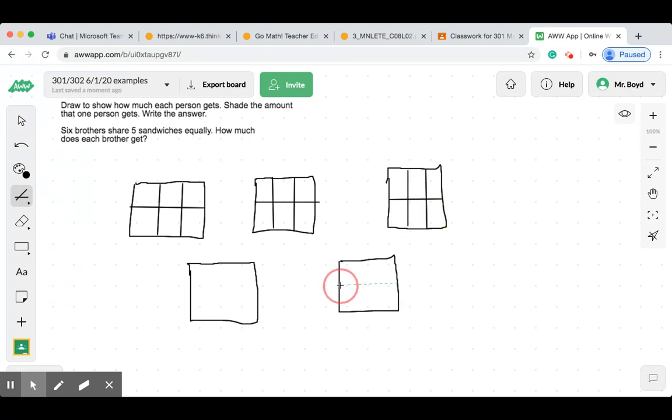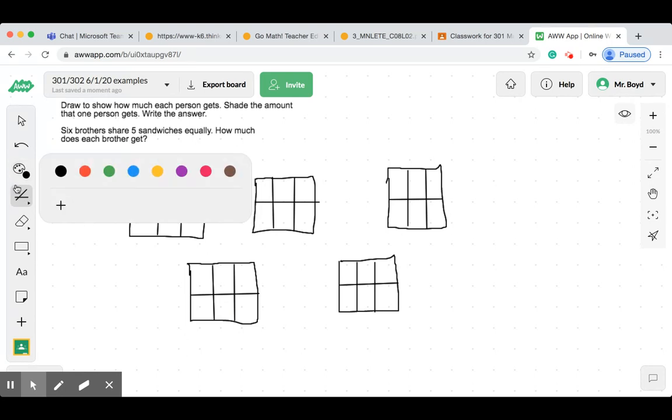Then the second part of this question asked me to shade in how much one person gets and to write the answer. So after I fill this in, I'm going to have to shade in how much one person gets. So I know, take my pencil, you could use a different color if you want. I'm going to shade in how much one person gets.